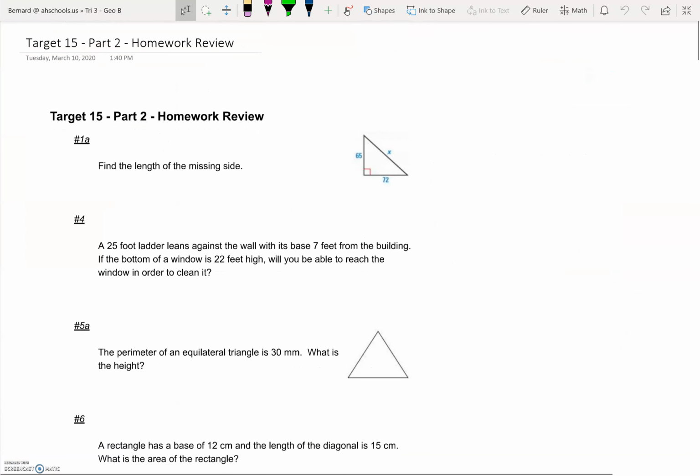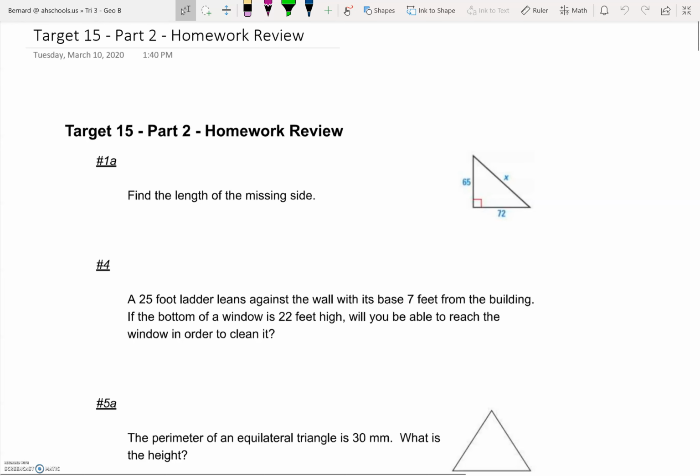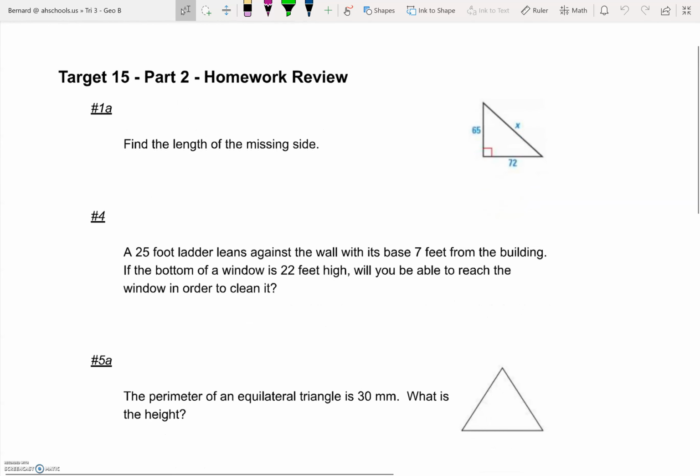Hi everyone. So this is going to be the Target 15 Part 2 homework review. Again, everything is listed by parts, so this will go with the Part 2 worksheet as well as the Part 2 section of our note packet. It's all dealing with the Pythagorean Theorem, which is the relationship between the length of the three sides in a right triangle. And then the equation that we're all familiar with is a squared plus b squared equals c squared.